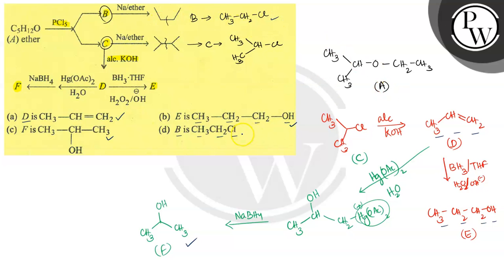So we have 4 correct options over here. All the 4 options are correct: A, B, C, A, B, D and C, or A, B, C and D. All options are correct. This is the required answer. I hope you understood the concept. Thank you.